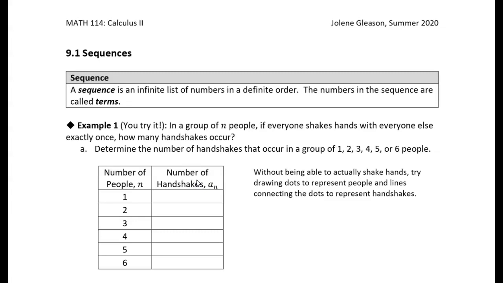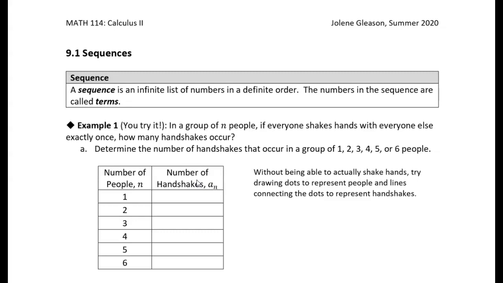So in this problem, we have a group of n people, and every person shakes hands with everyone else exactly once. And we're asked to figure out how many handshakes occur. So let's just start with finding the number of handshakes that occur in a group of 1, 2, 3, 4, 5, 6, and see if we can see a pattern that emerges.